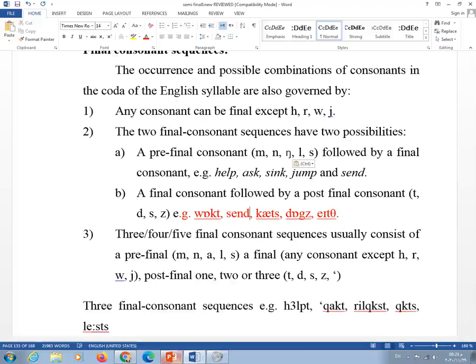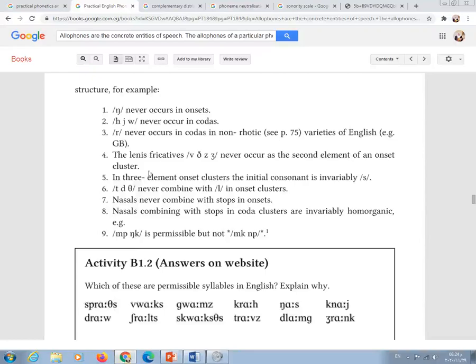Let's go back to your book. Number five: the three element onset clusters, in which the initial consonant is invariably s. If I start with three consonants, the first must be s, the second one of three, p, t or k, and the third one of four, l, w, r or y. Also, t, d, s never combine with l. If we follow the rules we learned, we won't need all these rules.